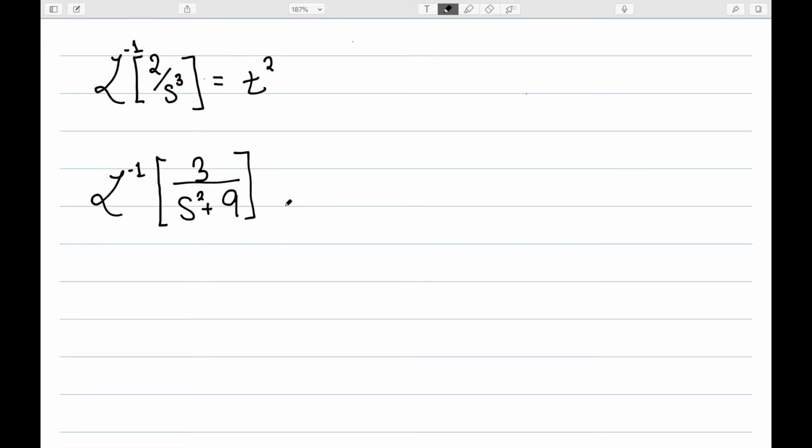The next one I want to do is the inverse transform of 3 over s squared plus 9. And first I'm going to rewrite this as 3 over s squared plus 3 squared. So let's go to our table and see if we can find something of this form.